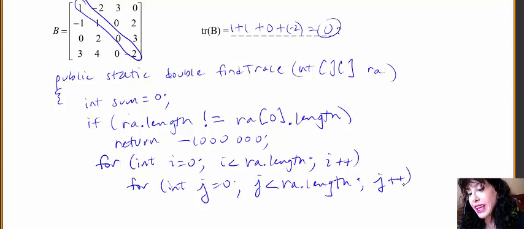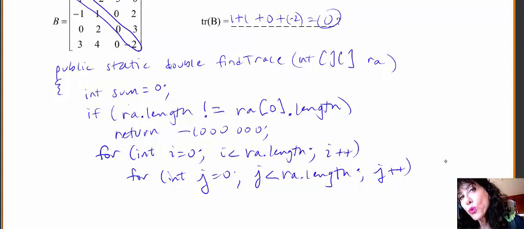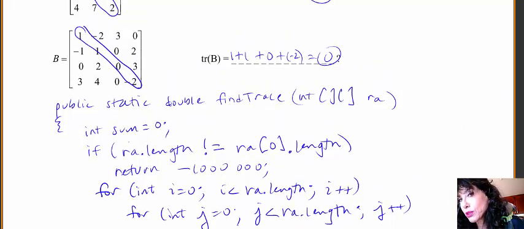And then inside this nested for loop, I want to add only the elements along the main diagonal. I don't want to just add anybody. So let's take a look here. That's going to require a little bit of logic.